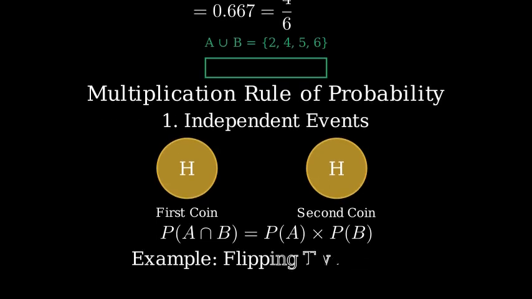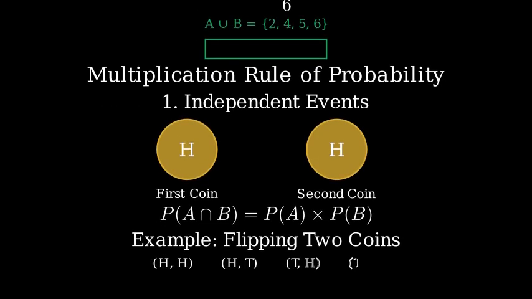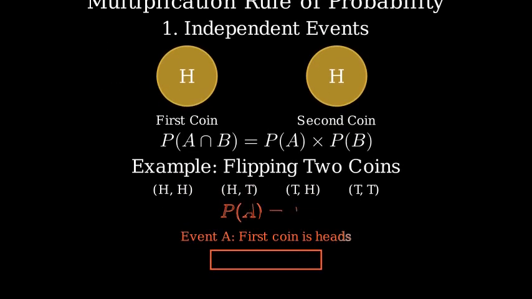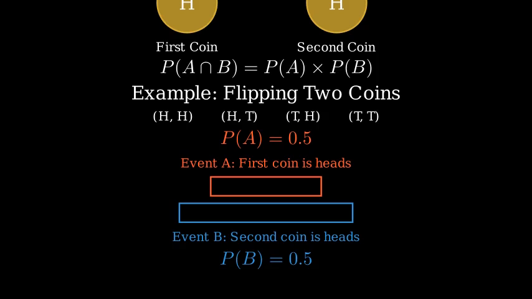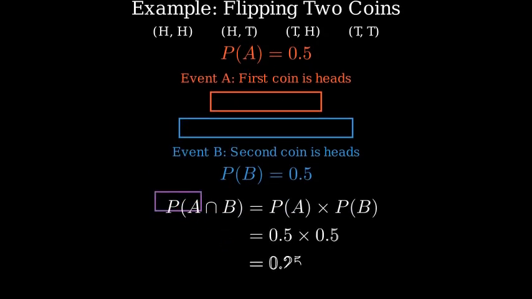Let's look at an example. When flipping two fair coins, let event A be first coin shows heads. The probability is 0.5. Let event B be second coin shows heads. The probability is also 0.5. Since these events are independent, the probability of getting heads on both coins equals P of A times P of B, which is 0.5 times 0.5, which equals 0.25.